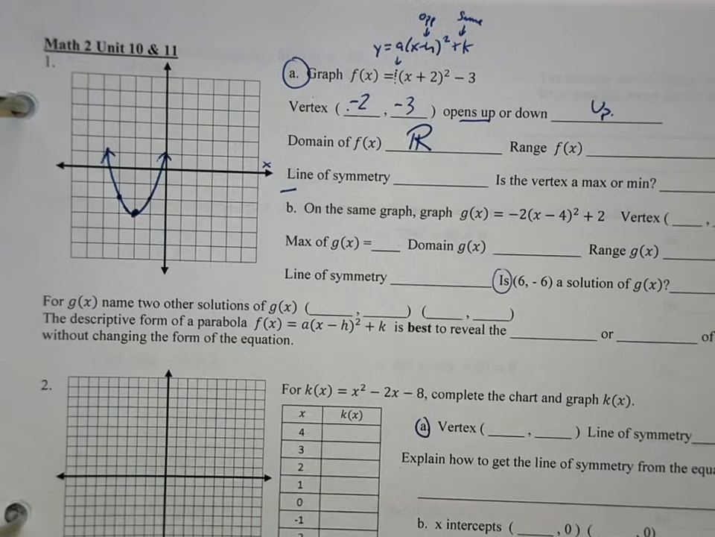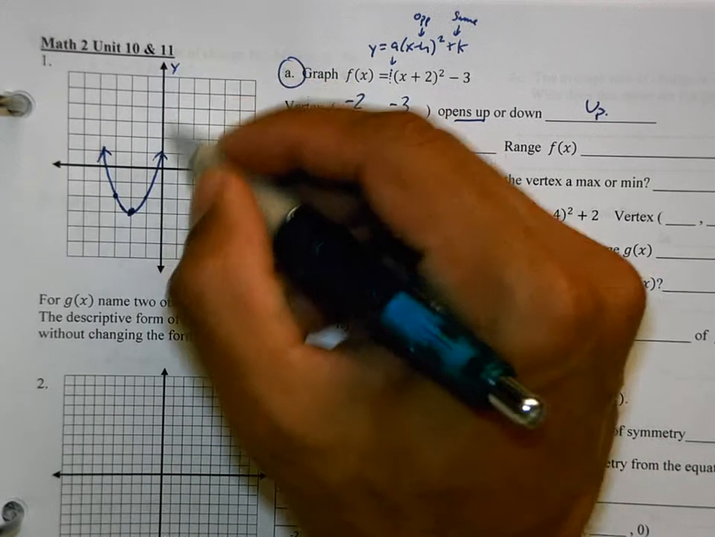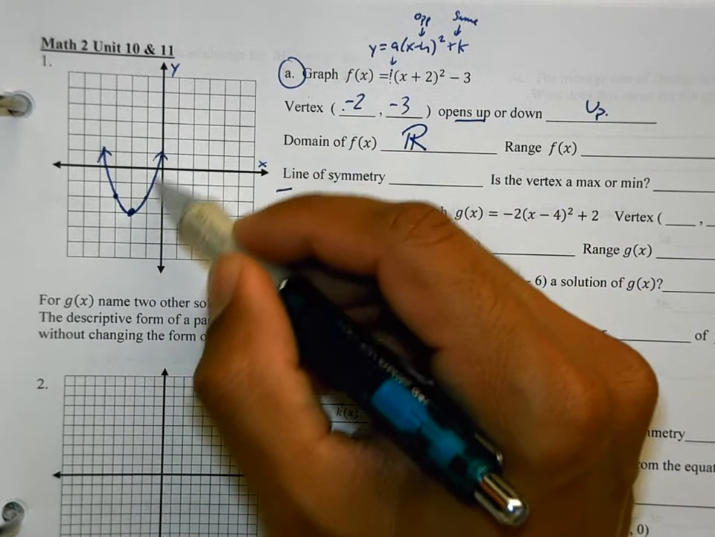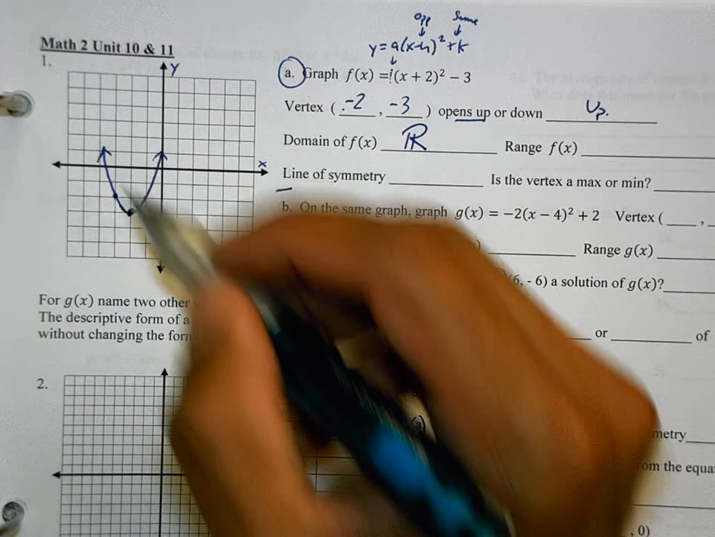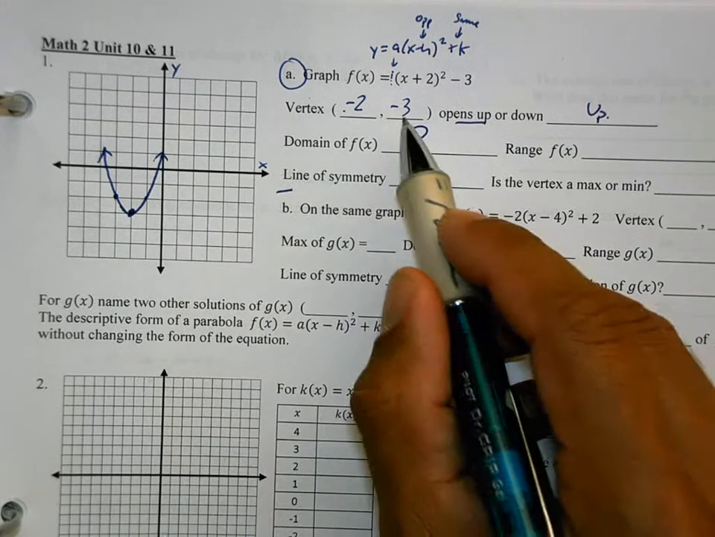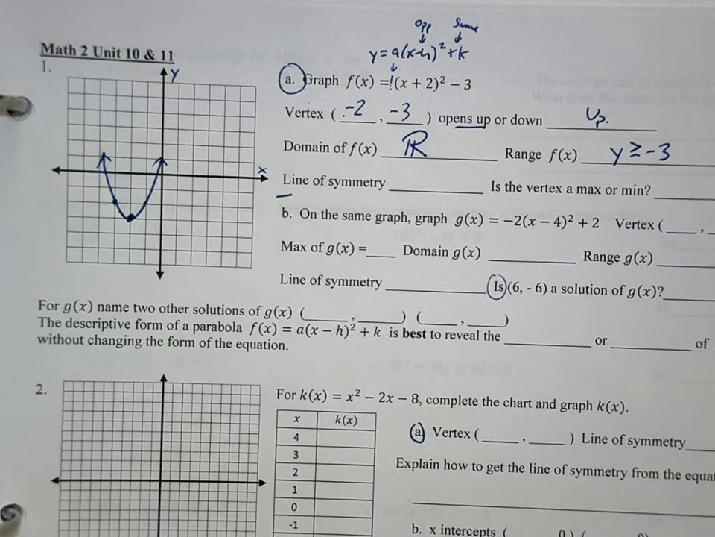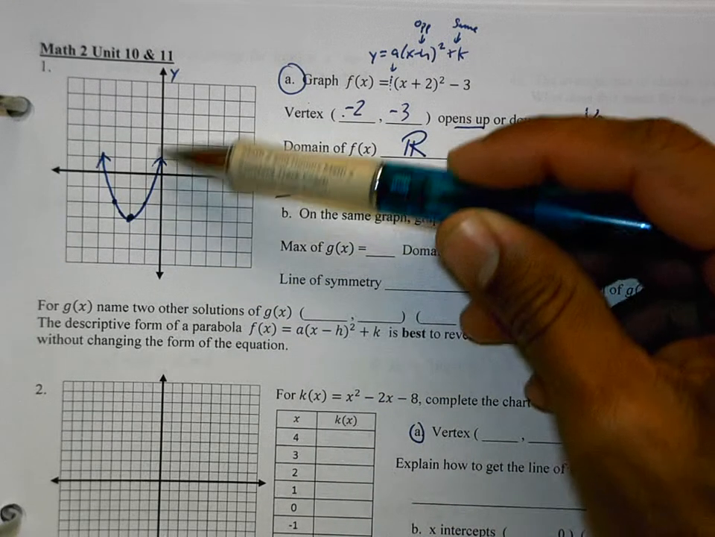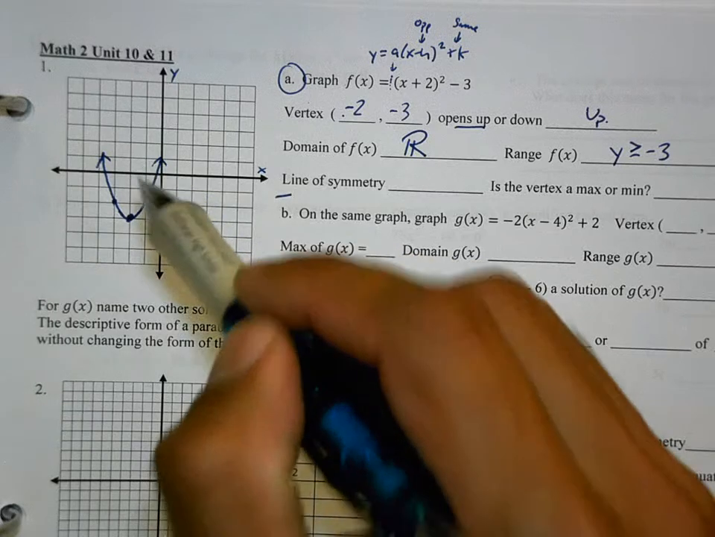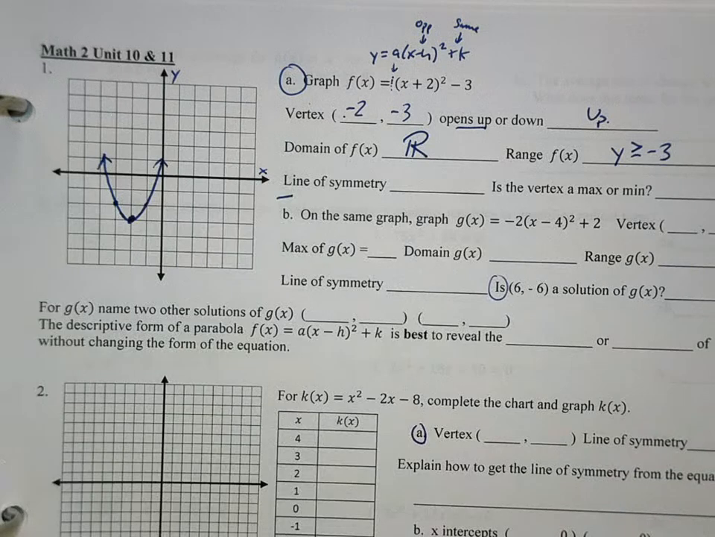Whereas the range is different. The range is what are the y values? We only have y values that are bigger than something because they go upwards forever and ever. When I look at the lowest point, since this is a minimum, and the minimum point is negative 3, the y values have to be greater than or equal to negative 3. What that says is basically we have y's that are here and above. If the parabola was going downward, we would switch this sign. It would be less than if it was going down.